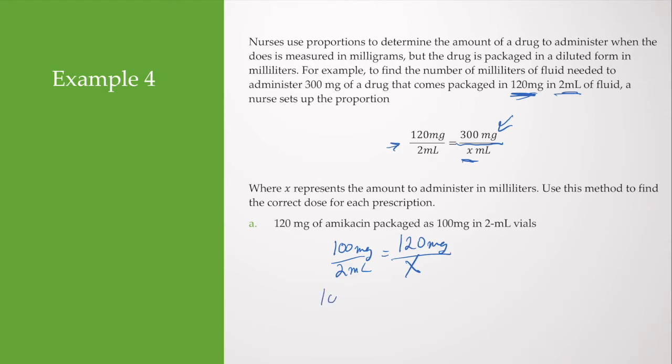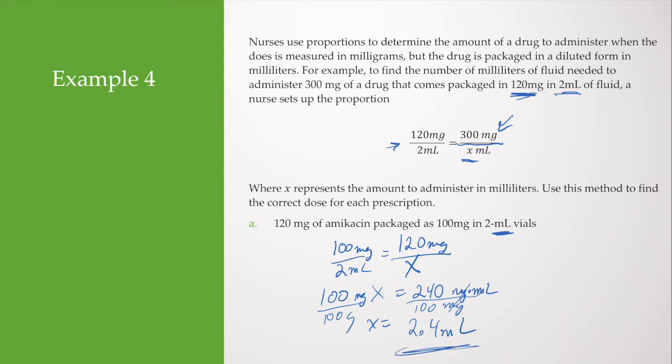I have 100 milligrams times x is 240 milligrams times milliliters. Keep track of our units when we want to know how many milliliters to administer. That gives me x is 240 divided by 100 milligrams. My milligrams cancel. I get 2.4 milliliters. So that is the dosage I would need to give my patient. I'd have to give them 2.4 milliliters. Let's set up another example.